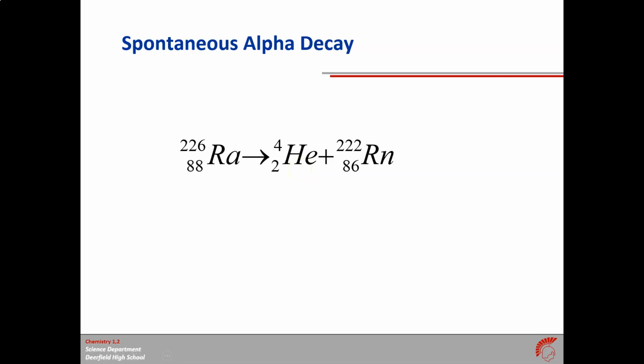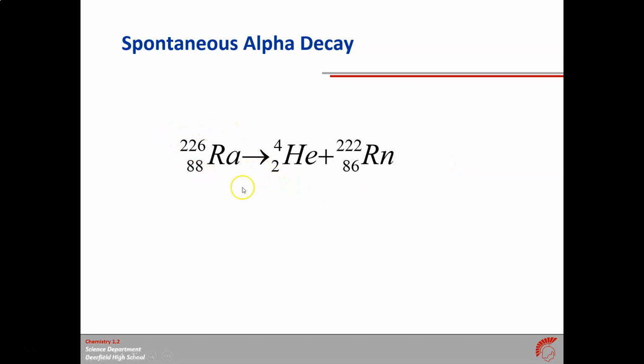What I want to do when I write a decay reaction is make sure the numbers on the left add up to the numbers on the right. So 226 loses a mass of 4. What am I left with? 222. 88 protons loses 2 protons. What am I left with? 86 protons. So if you look on the periodic table, element 86 is now Rn, radon. So this is an example of a decay reaction.